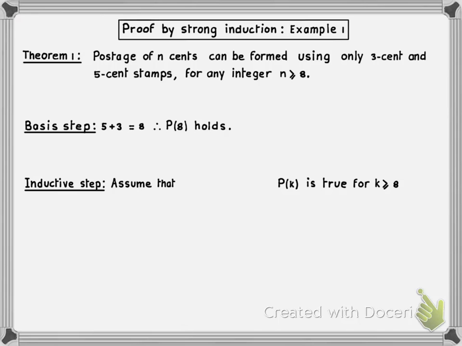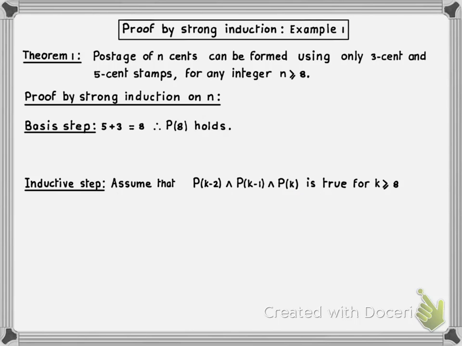Now remember, this is a stronger assumption, and therefore, if we do that, we are really doing a proof by strong induction on n. So let me write that at the beginning there. And now we're going to assume that not only P of k is true, but also P of k minus 1 and P of k minus 2. So in this case, notice b is equal to 2. We're going 2 back from P of k. And with this assumption, we're going to have to prove that P of k plus 1 is also true.